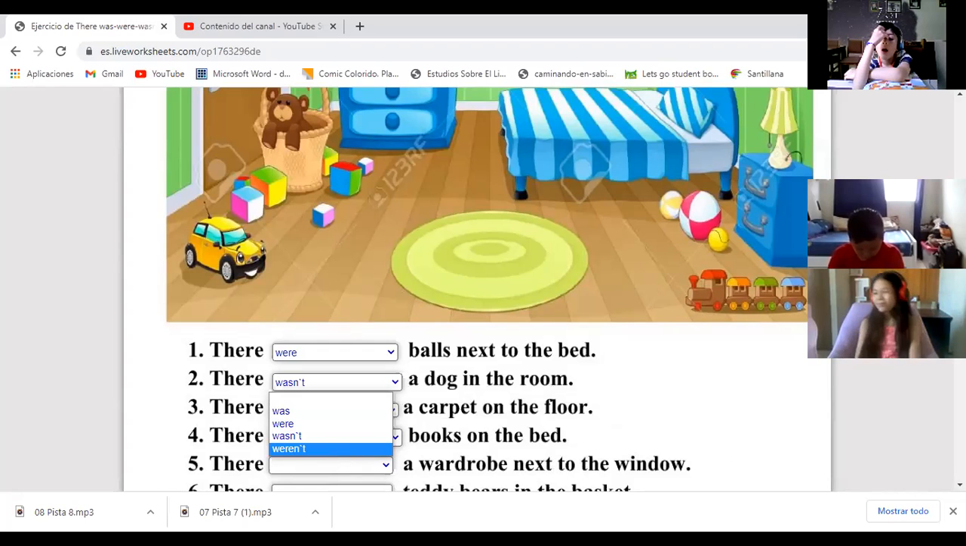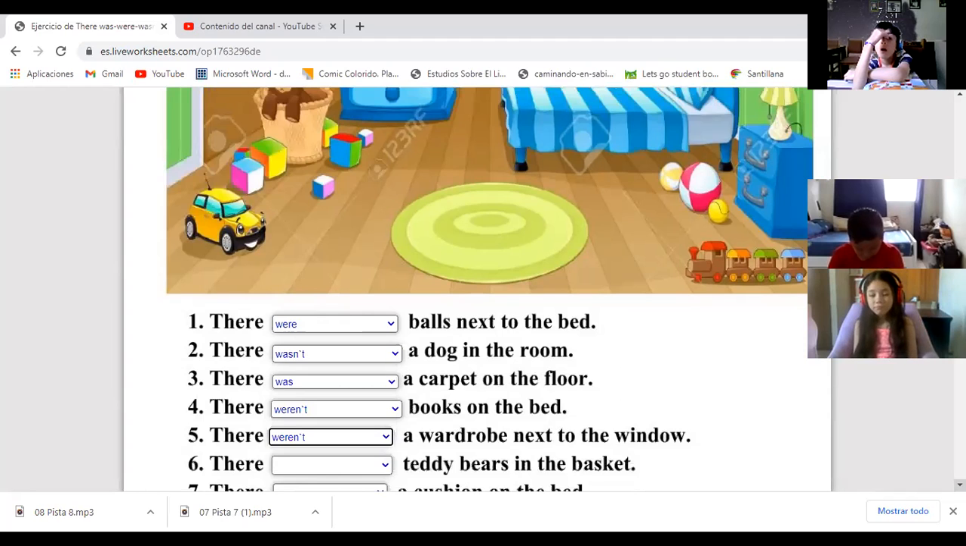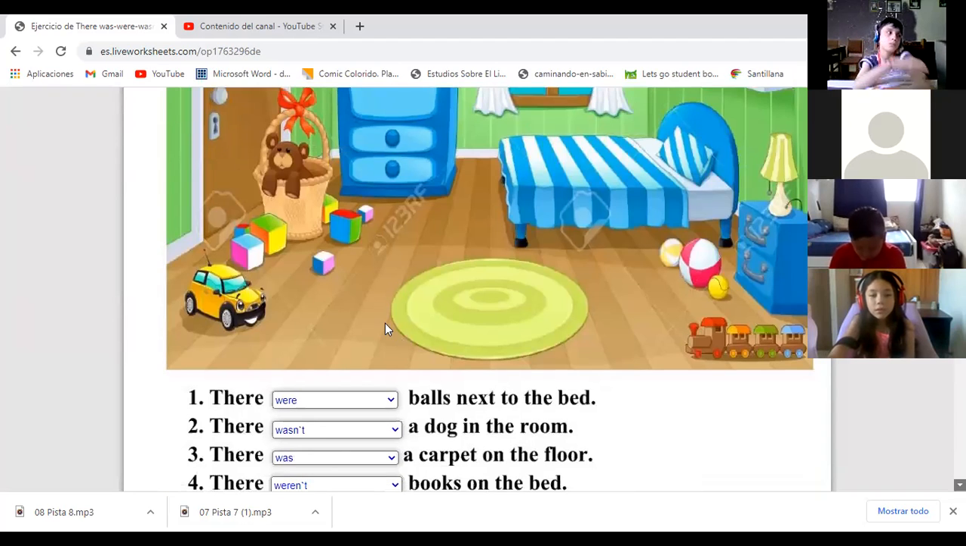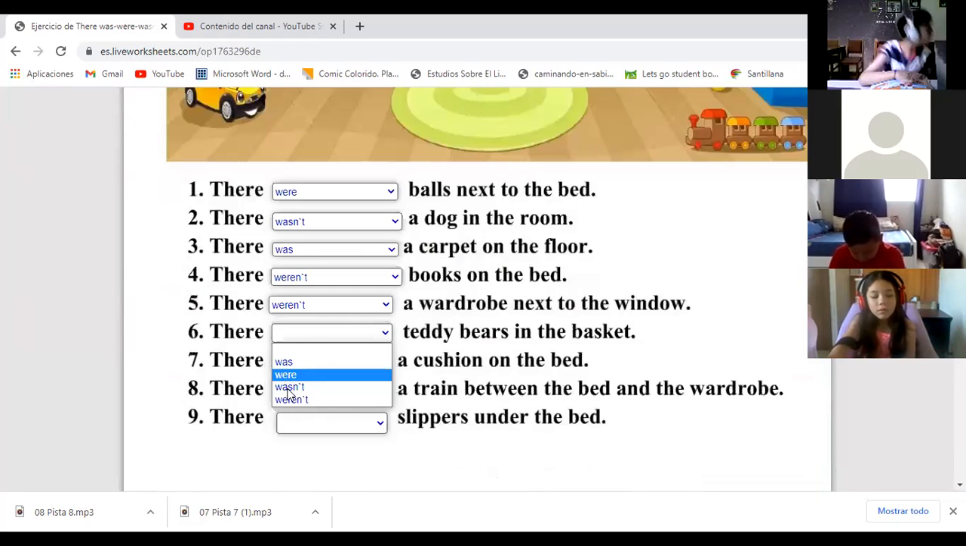So let's see, next one, Paulette. There teddy bears in the basket. Okay, check the picture. There teddy bears in the basket. What do you think is the answer? There wasn't, or there weren't?